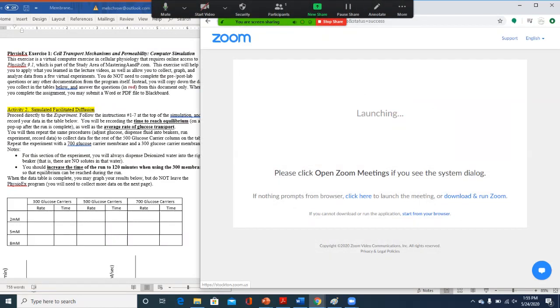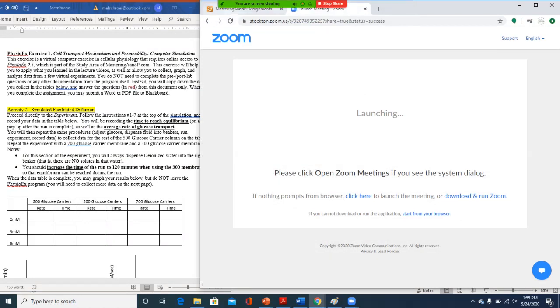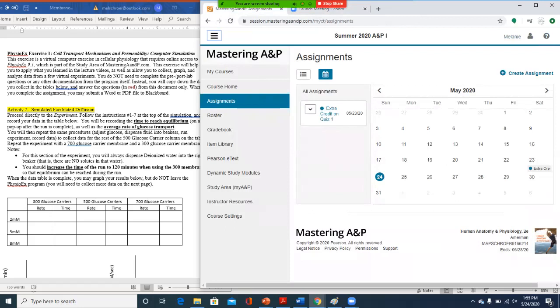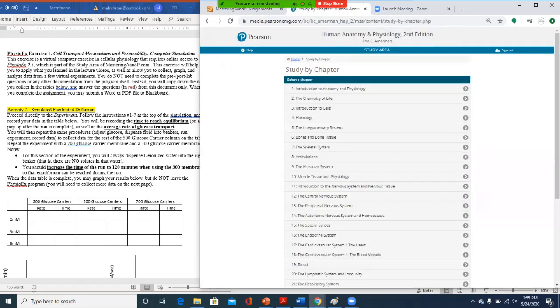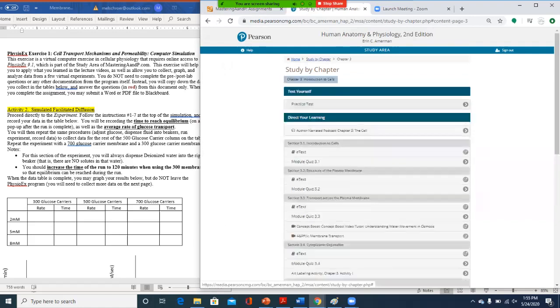And so you will access Mastering A&P. Right, normally you see your assignments, but today I want to point out that you have a study area. Okay, and so this study area has a ton of different things available to you. And just before we get into today's exercise, let me show you that you can study by chapter, right? So there are little quizzes, there are videos, right? Here's one on membrane transport, how relevant, to help you prepare for upcoming assessments, okay?